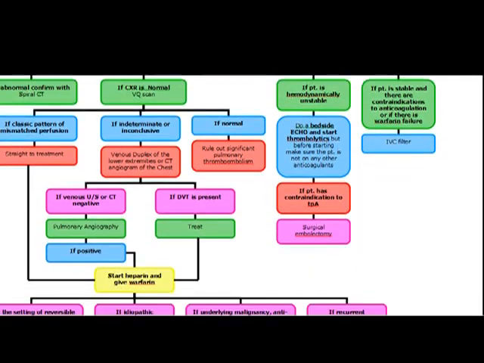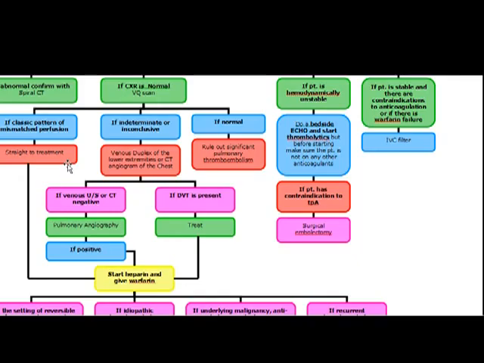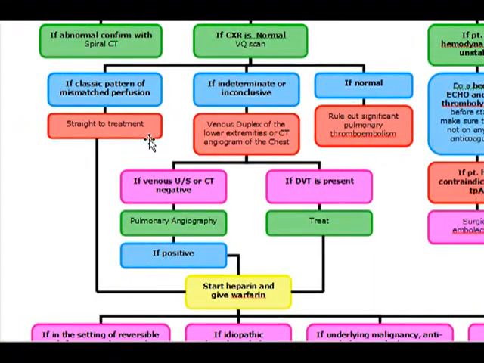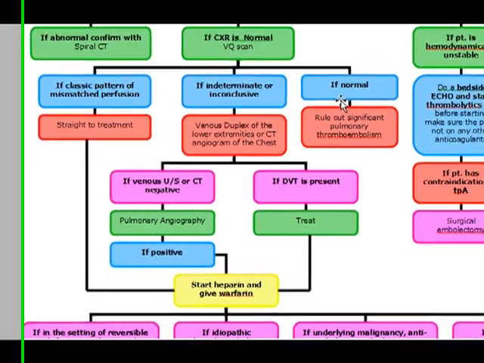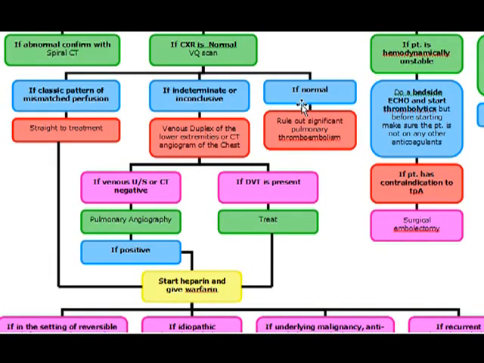Now, on the VQ scan, you're going to see certain findings. If you see the classic pattern of mismatched perfusion between ventilation and perfusion, you're going to go straight to treatment with heparin and warfarin. If the VQ is normal, you did the chest x-ray, it was normal, you did the VQ scan and it's normal, at this point you can rule out any significant pulmonary thromboembolism.